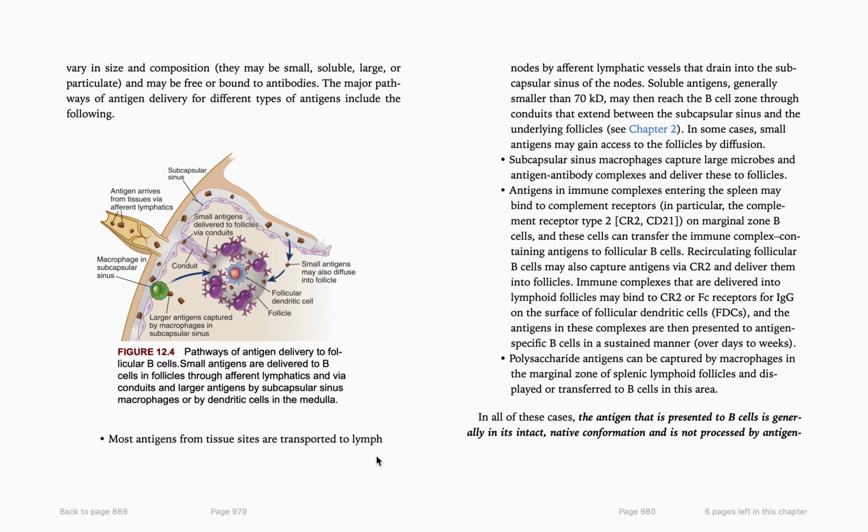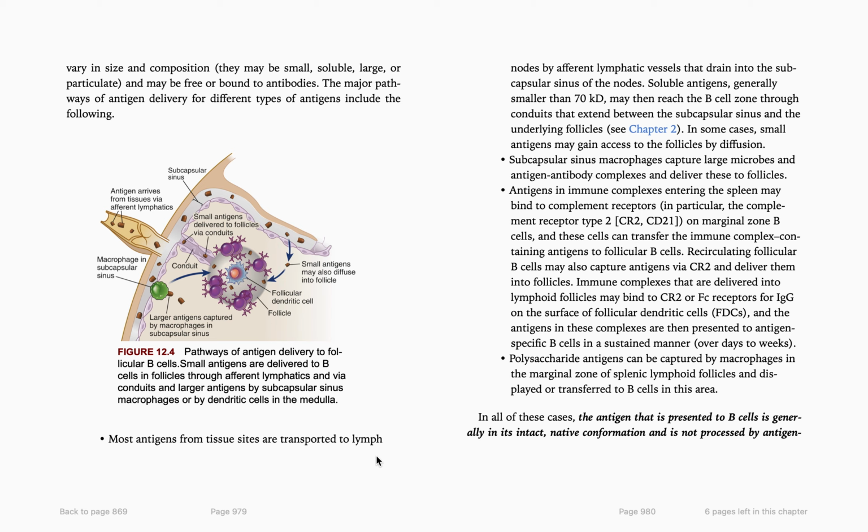Subcapsular sinus macrophages capture large microbes and antigen-antibody complexes and deliver them to follicles. Antigen in immune complexes entering the spleen may bind to complement receptors, in particular complement receptor type 2, CR2 or CD21, on marginal zone B cells, and these cells can transfer the immune complex containing antigen to follicular B cells.